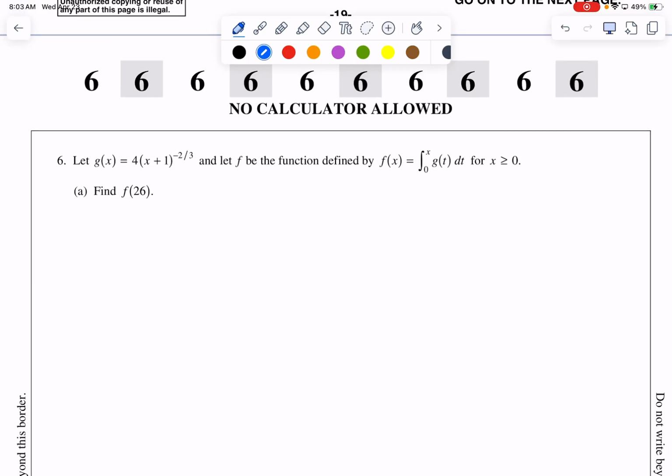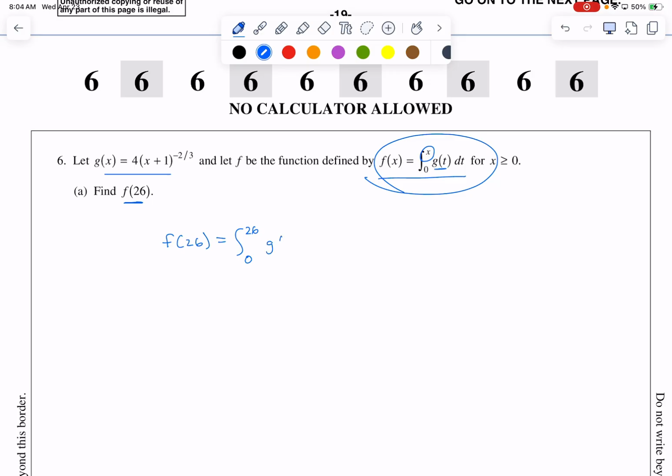You're going to get 3 points right out of the gate for part A. It says, let g of x be this. Let f of x be the accumulation function. Okay? Find f of 26. So they just want you to find f of 26. What is f of 26? F of 26 would be the area from 0 to x, which we want to be 26, under g of t dt.